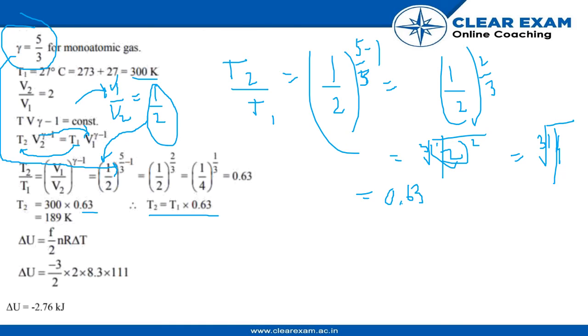Then the value of delta U is calculated by f by 2 into n into R into delta T, and n is given to us, R is 8.3, delta T is 111. Now 2 gets cancelled out, and when we solve it, we get the value of delta U as minus 2.76 kilojoule.